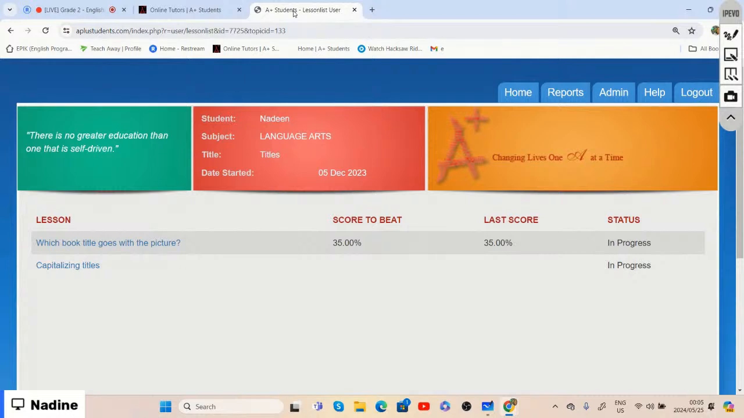All right. So when it comes to titles, think of titles of a book, right? Sometimes we'll know the name of the title, or what the title of a book might be, based on just looking at the picture of the book. So we're going to find out how we can capitalize titles and which book title goes with each picture.